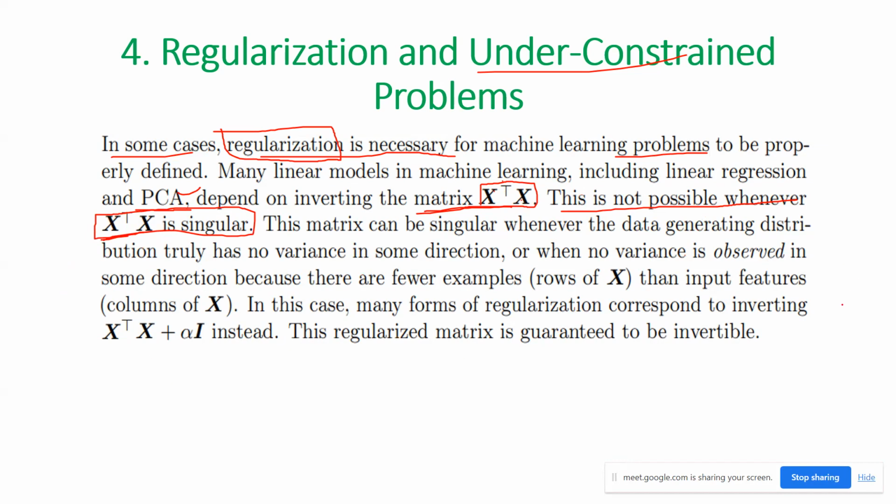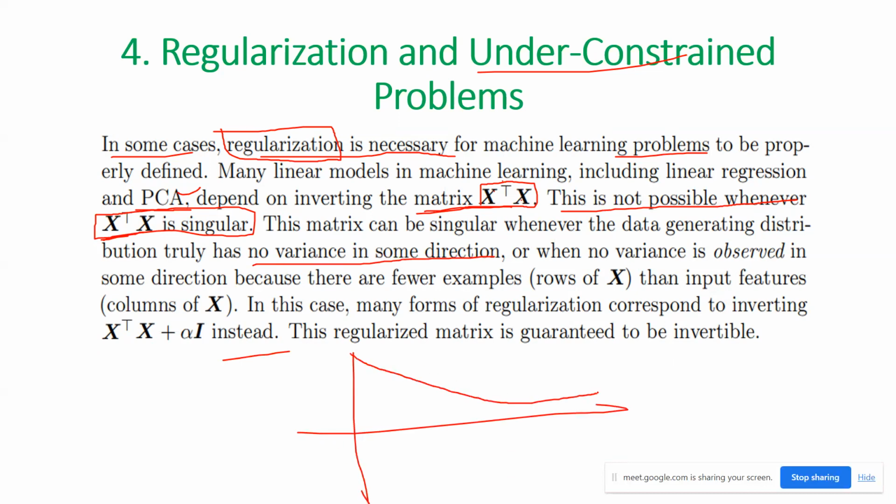The matrix is singular whenever the data distribution has no variance in some directions. So what is the meaning here? There is no variance. No variance means the model does not have control. So variance and bias: if it is singular, there is no variance. So the model is not accurate.